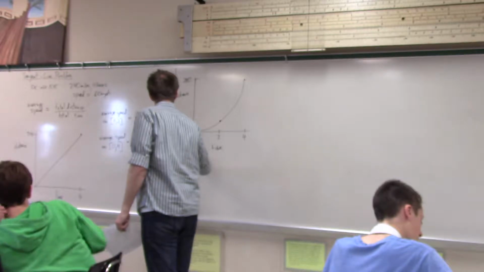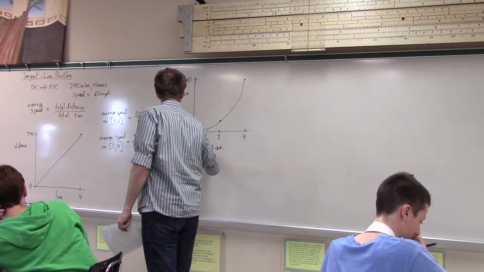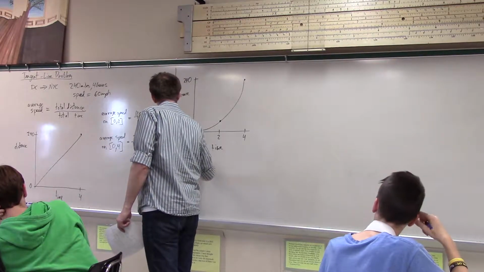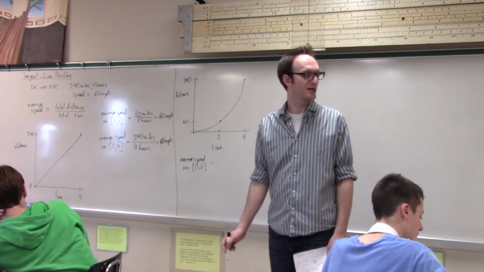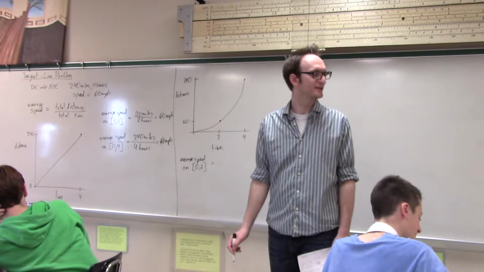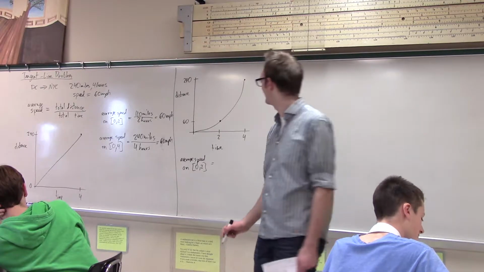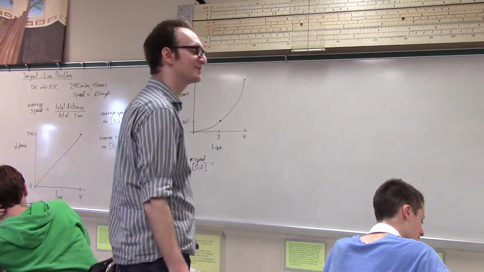What is the average speed on the interval 0-2? 30 miles. Someone who hasn't talked yet. Megna. Anyway, what's the total distance traveled? I'm sorry. 60 miles.